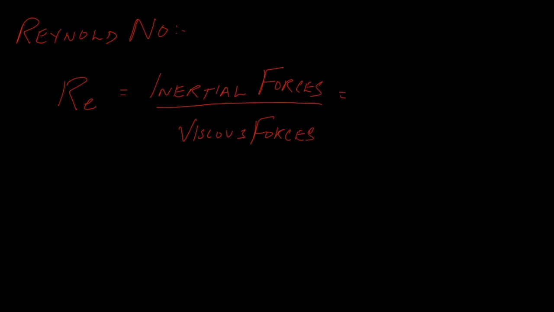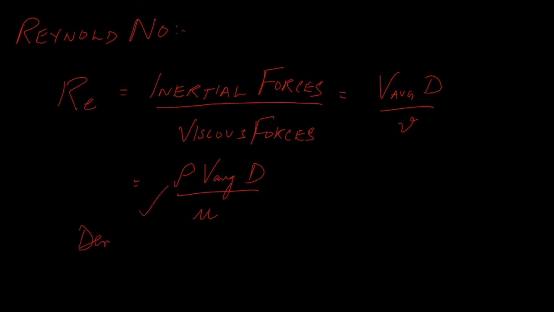And the formula is V average into diameter whole divided by kinematic viscosity. Or if you want to convert it into dynamic viscosity, this comes out to be density times V average times diameter whole divided by mu. So here rho is density, d is the internal diameter of the pipe, and this is the average velocity.